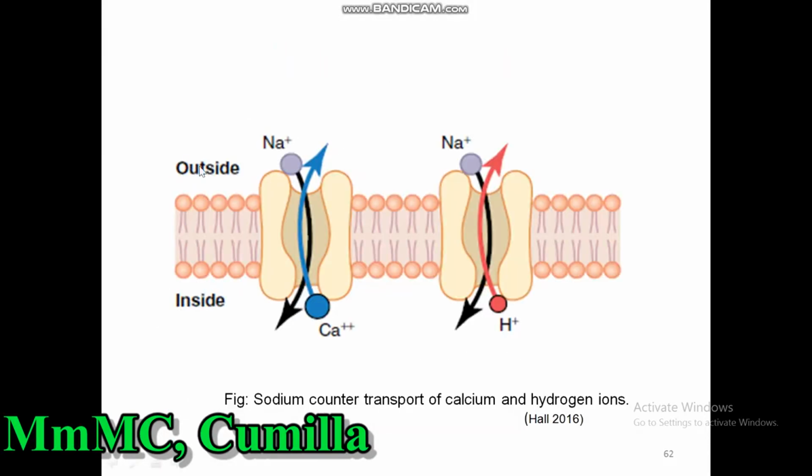As we see here, this is the outside of the cell, this is the inside of the cell. Sodium binds with the sodium binding point and goes inside the cell. At the same time, with the same carrier protein, calcium binds from inside the cell and goes to the outside.